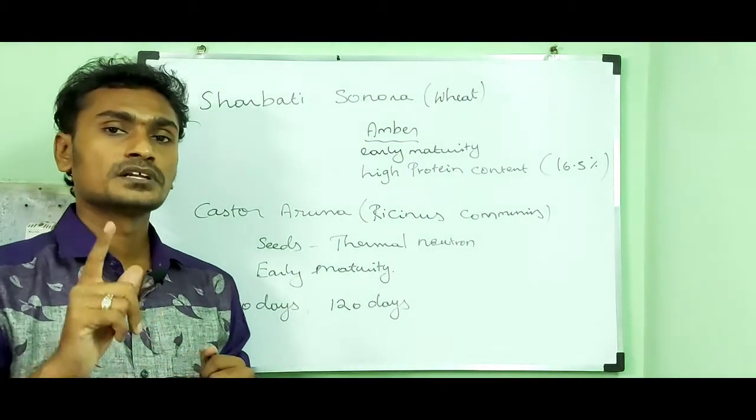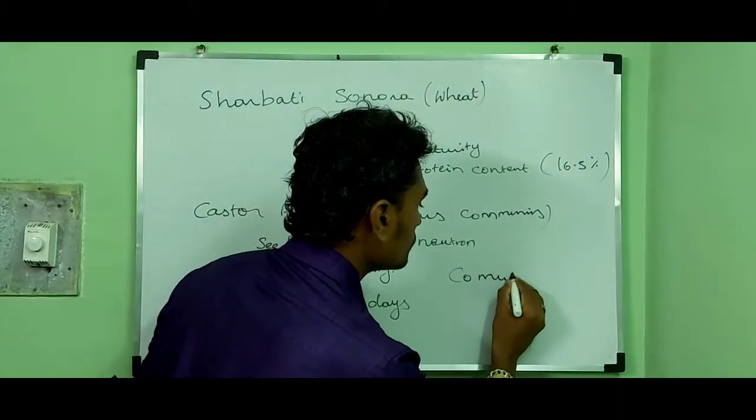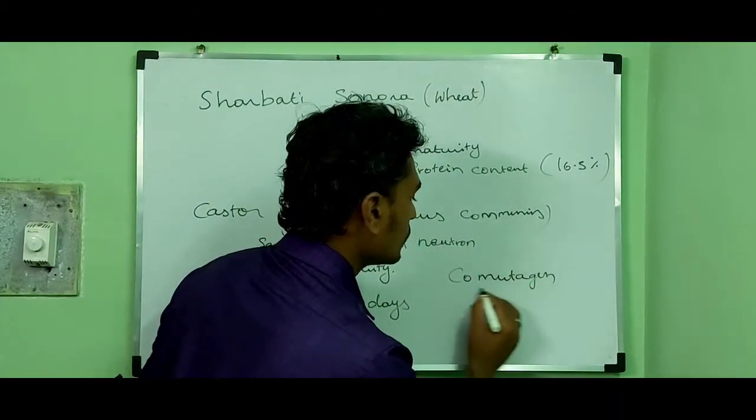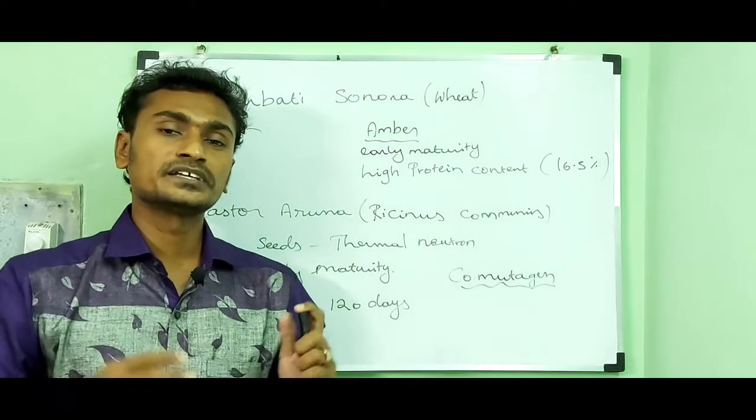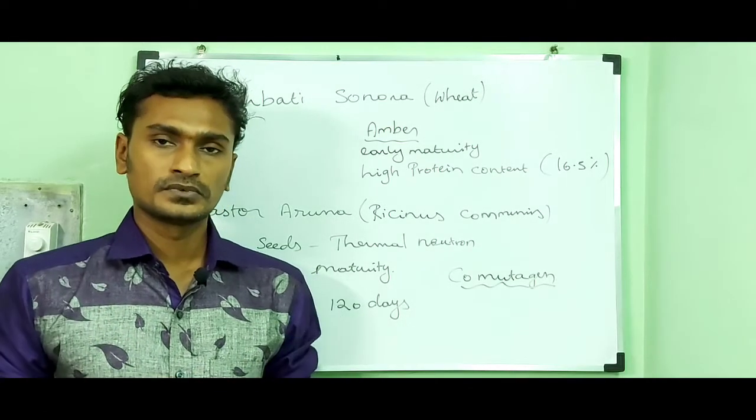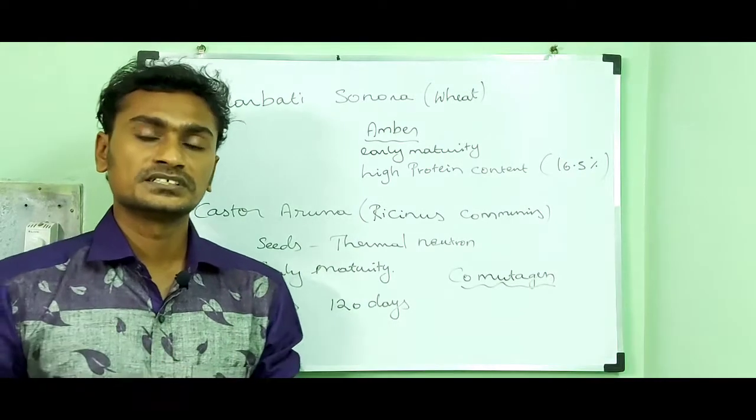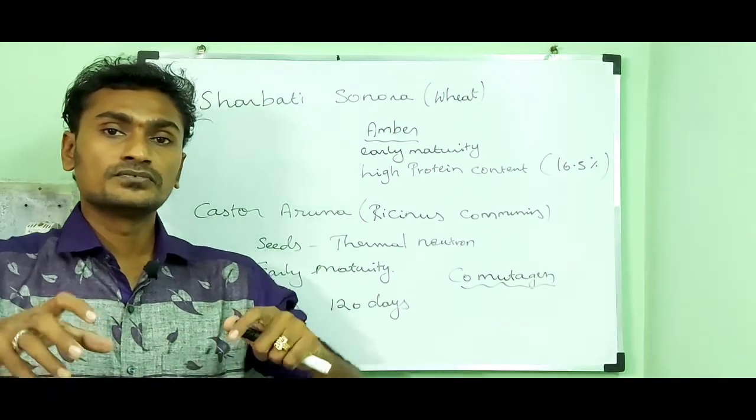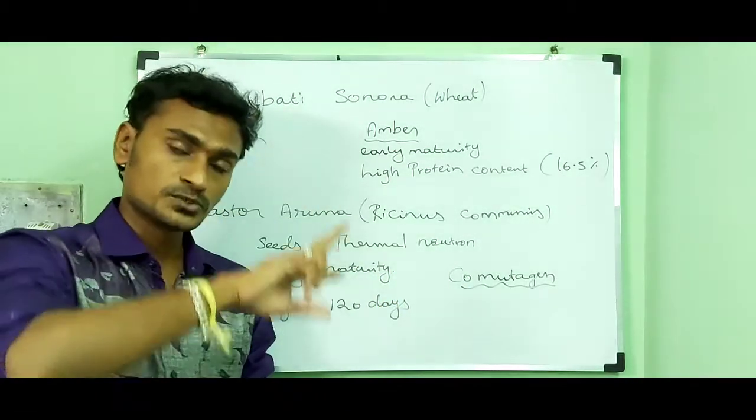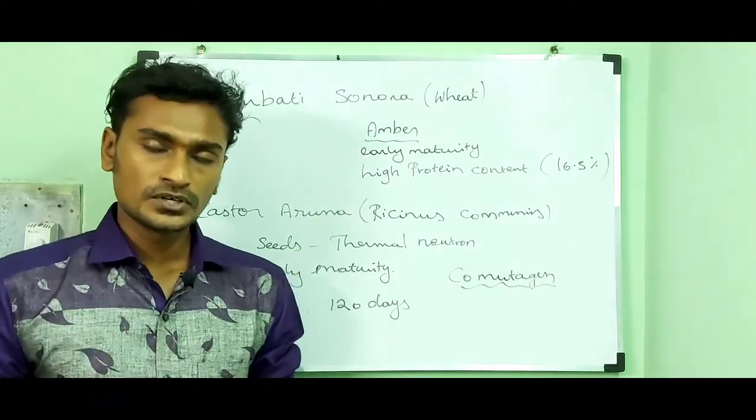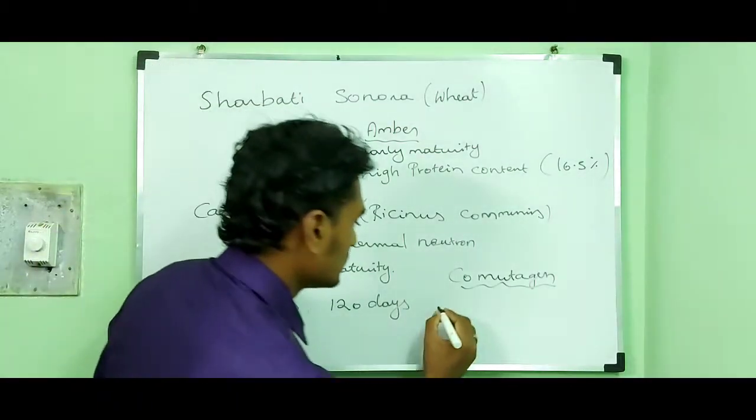Then I am going to tell about another agent called co-mutagen. Co-mutagens are compounds which are not able to express their effect on their own. They need a mutagen. If a mutagen is present in an organism, the co-mutagen combines with that mutagen and enhances the rate of mutation. For example, ascorbic acid.